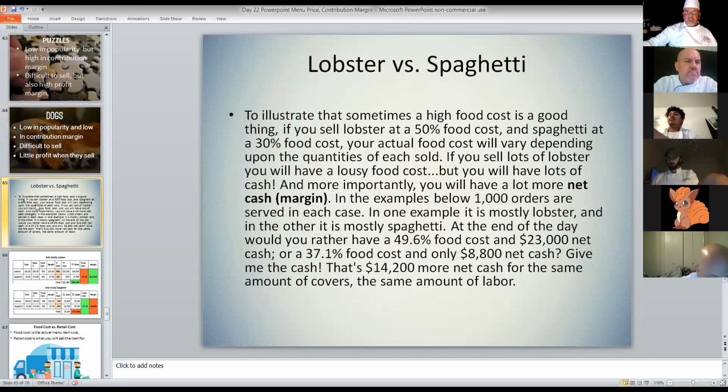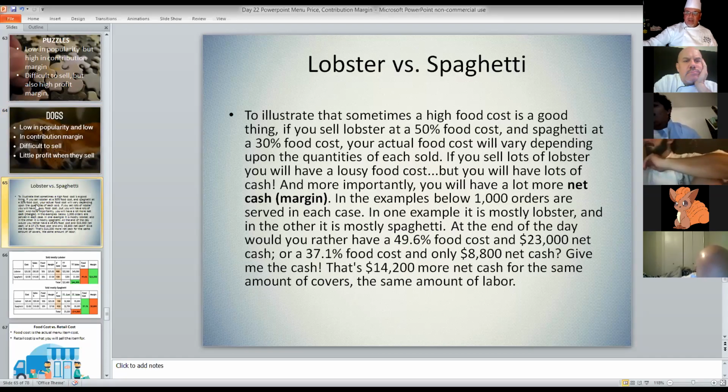So lobster versus spaghetti. To illustrate that sometimes a high food cost is a good thing, you'll sell a lobster at 50% food cost and spaghetti at 30%. Your actual food cost will vary depending upon the quantities sold. If you sell lots of lobster, you will have a lousy food cost. But if you have lots of lobster sales, you will have lots of cash, and more importantly, a lot more net margin cash.